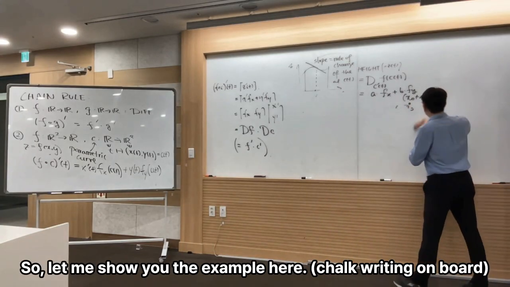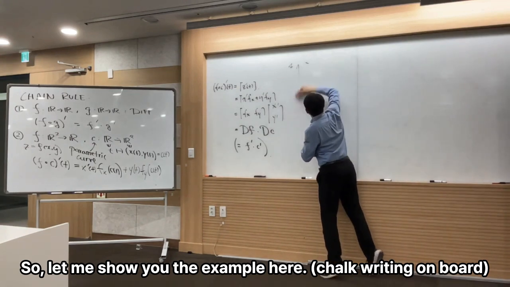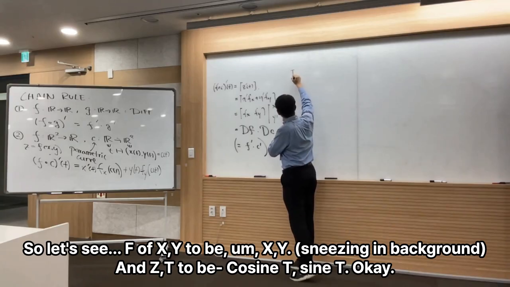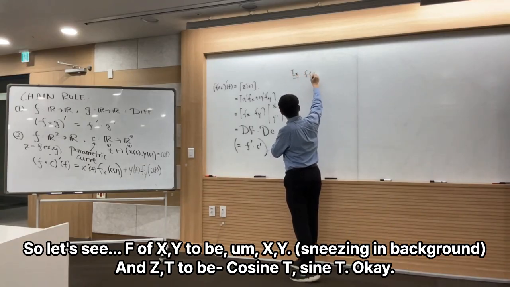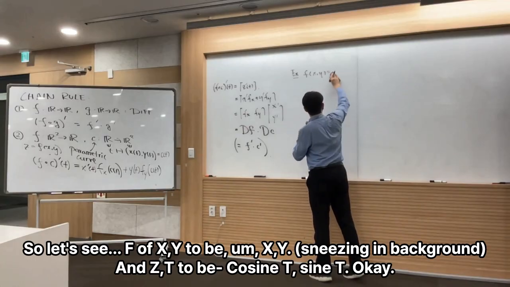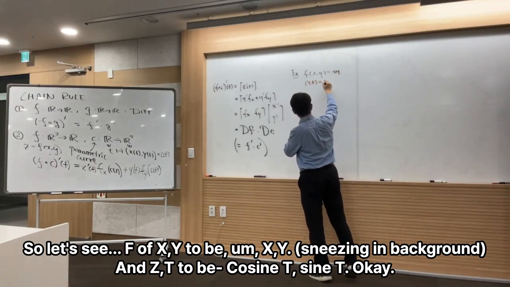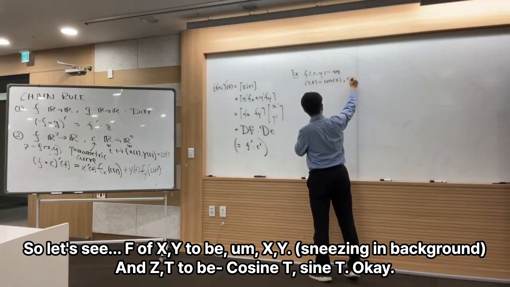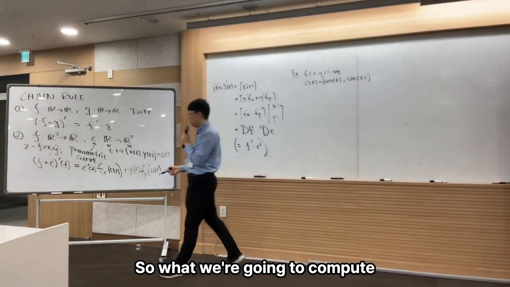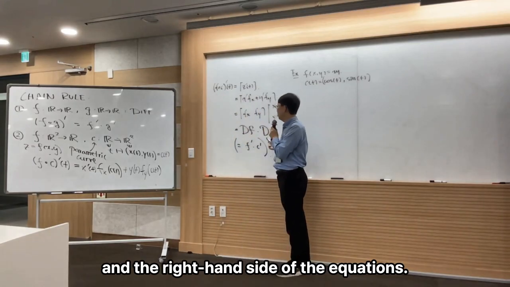So let me show you the example here. Let's take f(x, y) to be xy, and c(t) to be (cosine t, sine t). What we're going to compute is the left-hand side and the right-hand side of the equation.